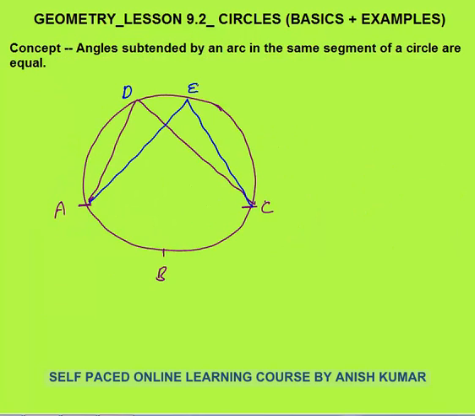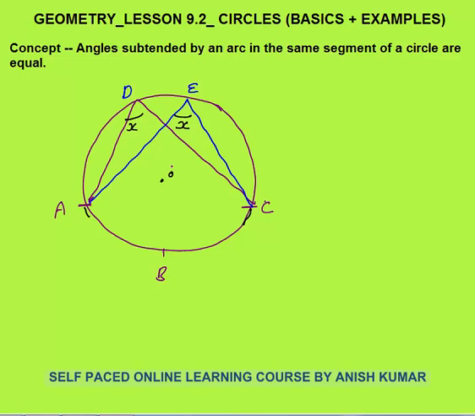Next concept is the application of the concept I just discussed. The concept says that angles subtended by an arc in the same segment of a circle are equal. This is the same segment. This is the arc ABC. Now all the angles subtended by that arc in the same segment will be equal. I have just made 2 angles, it can be more than 2. They will all be of equal measures. If this angle is x, this angle will also be x. Why so? Because of the same property.